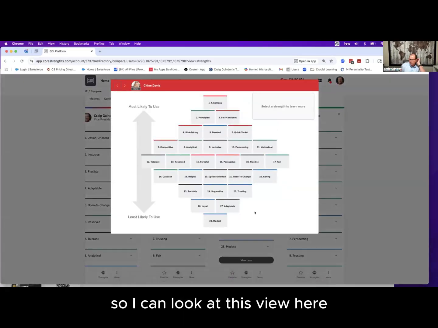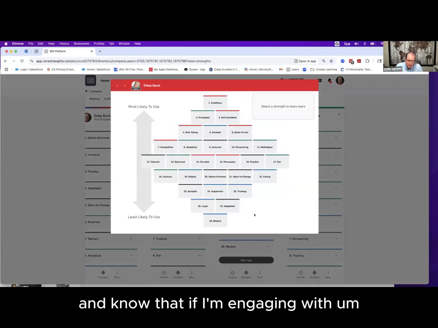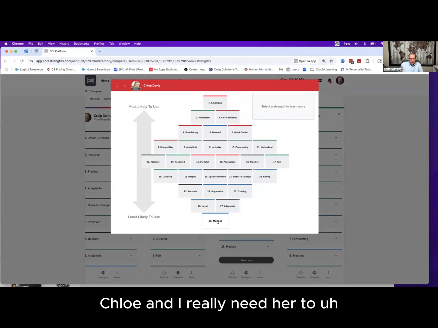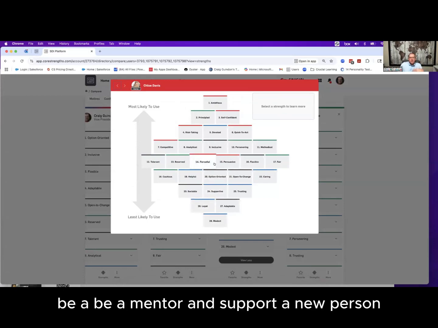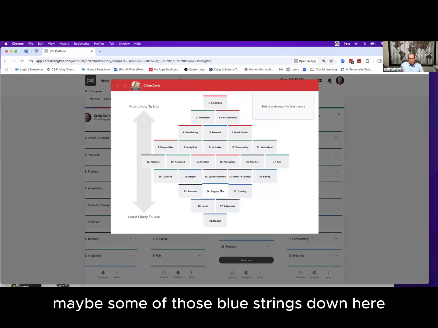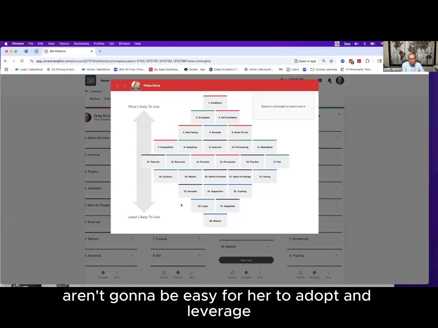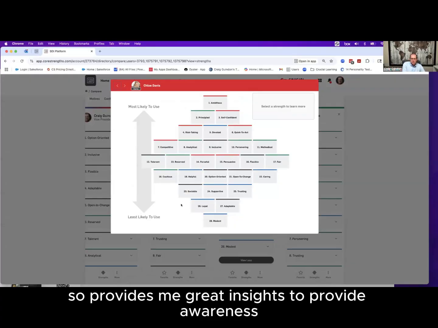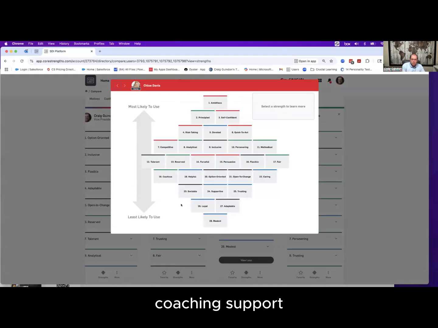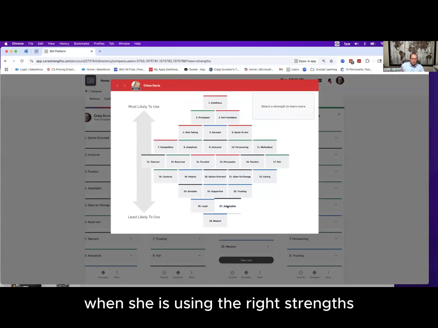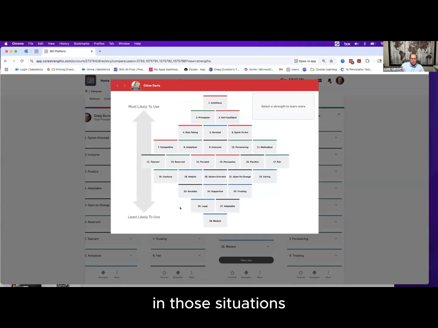So I can look at this view here and know that if I'm engaging with Chloe and I really need her to be a mentor and support a new person, maybe some of those blue strengths down here aren't going to be easy for her to adopt and leverage. So it provides me great insights to provide awareness, coaching, support, provide compliments to her when she is using the right strengths in those situations.